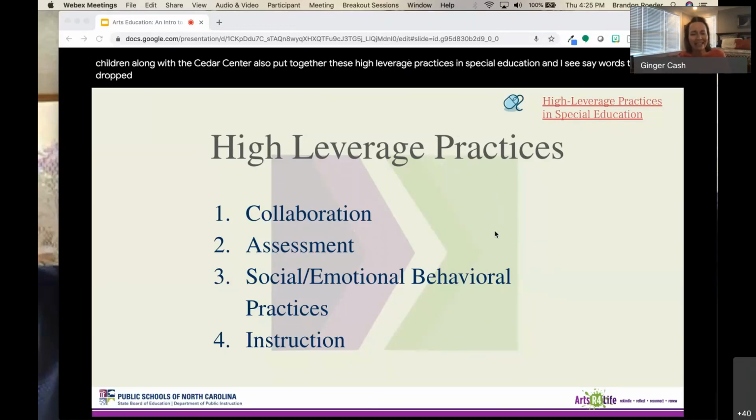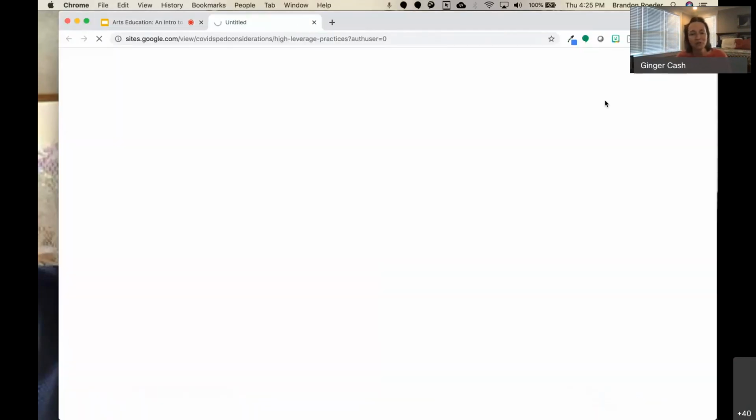So if you wanted to kind of click on that in particular, they're grouped into 4 different categories: collaboration, assessment, social, emotional, behavioral practices, as well as instruction.